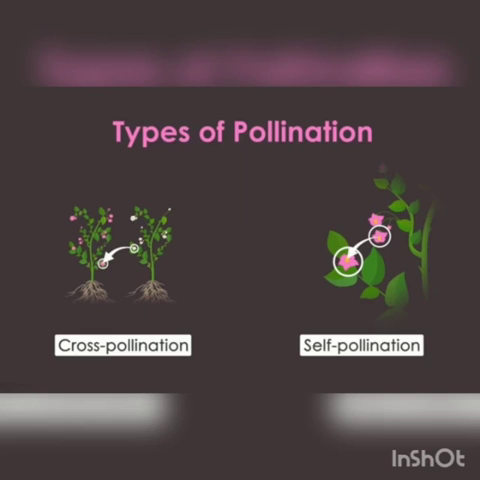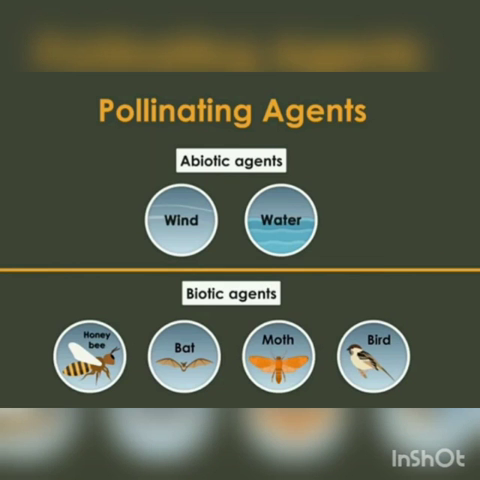Can you guess how this process of transfer of pollen grains occurs? For this, we have several agents to lead the process. Agents such as wind and water are the abiotic ones. On the other hand, biotic pollinators such as bees, bats, moths and birds also help in this process. The process of pollination ensures that the pollen grains safely land on the stigma.